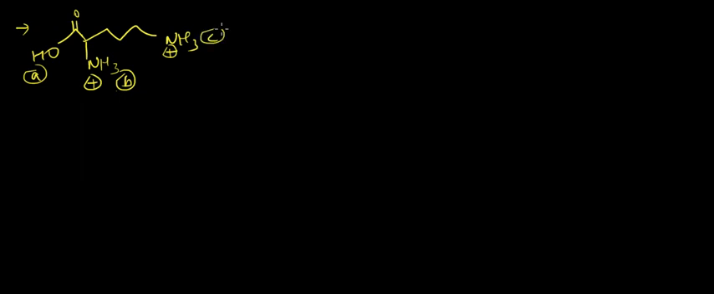So you have to compare the acid strengths of different hydrogen atoms in this compound. Let's say these are hydrogen atoms A, B and C. So what would be the order? For this we have a carboxylic acid, and no doubt carboxylic acids are the second highest priority acid in our priority list of organic acids. So A would be the first.